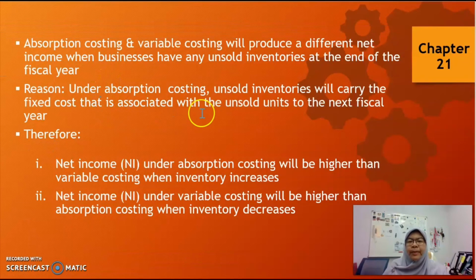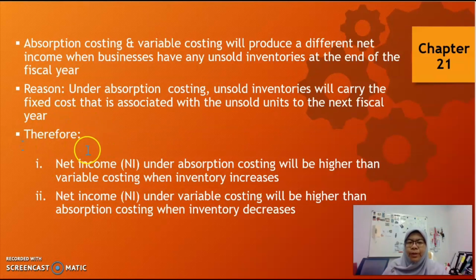So under absorption costing, closing inventories will carry the fixed cost. Under variable, no fixed cost. So absorption will carry the fixed cost associated with the closing inventories to the next fiscal year. So different amounts of closing inventory, and that's why you are going to get different net income later on. You are going to see this in detail when we discuss the answer for the illustration in your textbook in the next video.